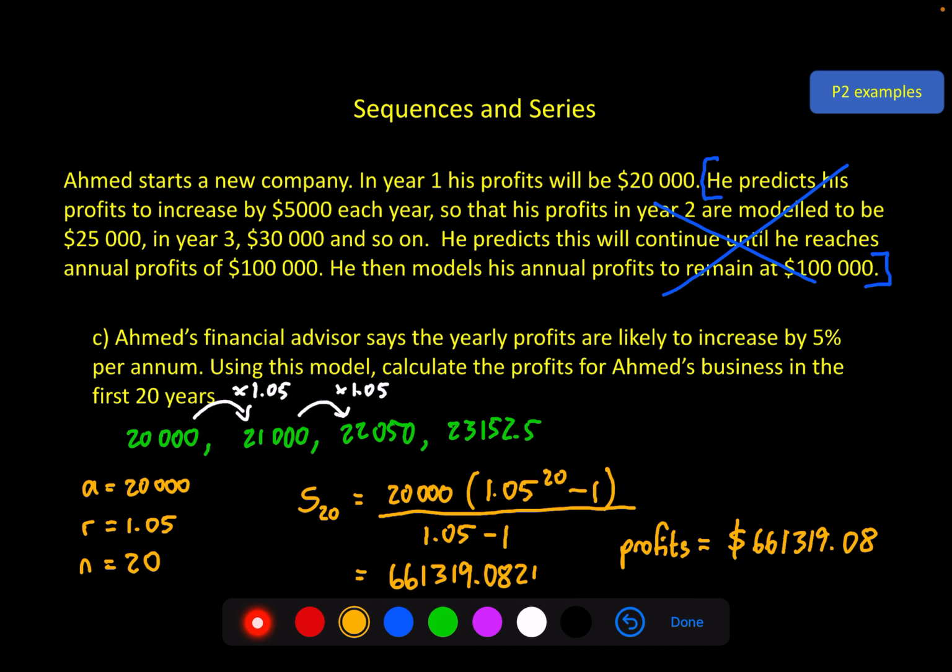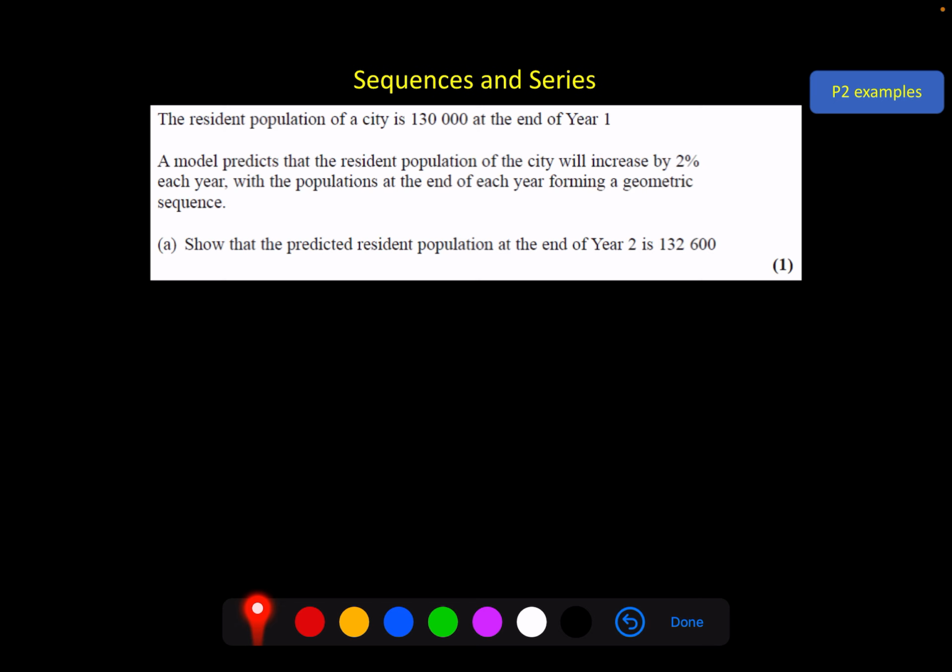If the question gives you other instructions, like 3 significant figures or something, fine. But if it doesn't, money should usually be to 2 decimal places. And it's interesting to note that this is almost half the amount of profits that Ahmed's more simple model predicted. So that's our first example finished.